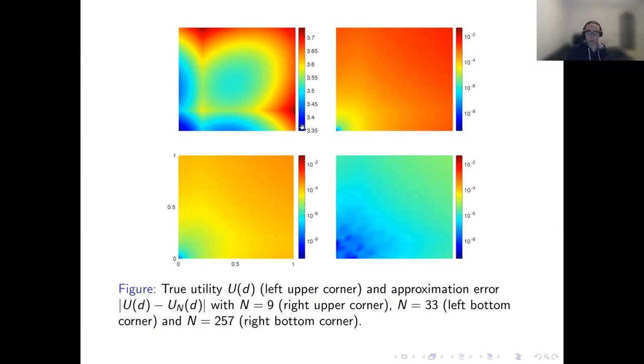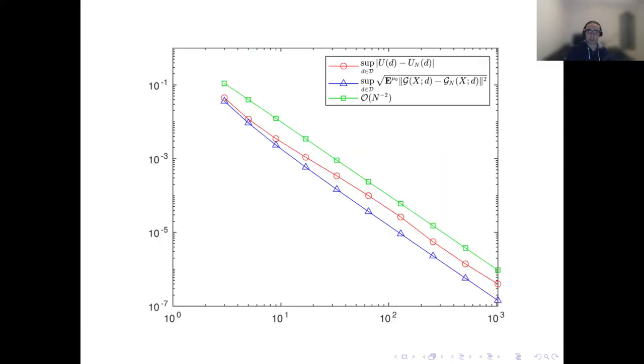Here is the true utility computed with a very accurate model, and approximation rates are given here. In these three pictures, they are actually the same scale in all of them. On the upper right corner we have n grid points, here we have 33, and here we have 257. So clearly we see a decay in the approximation error of the expected utility, and that approximation error matches well with what we are expecting.